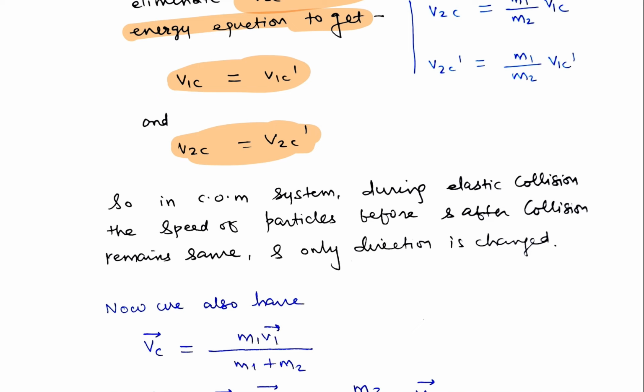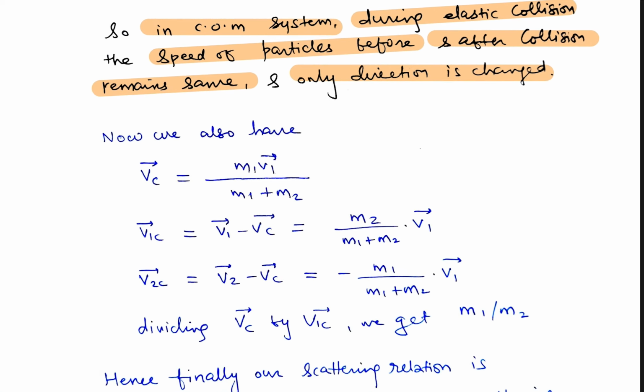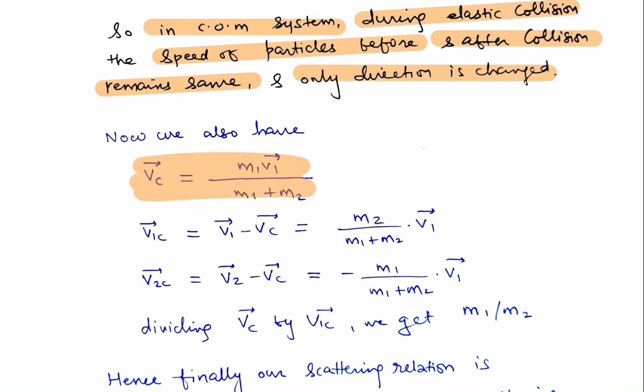So let us write it as well. In center of mass system, during elastic collision, speed of particles before and after the collision remains same and only direction is changed. That is the big thing for us. Also, we have velocity of center of mass here, and we have no V2 term because particle 2 was at rest. Okay, V2 is 0 for us. And V1C is here. We have already done it. V2C is here.